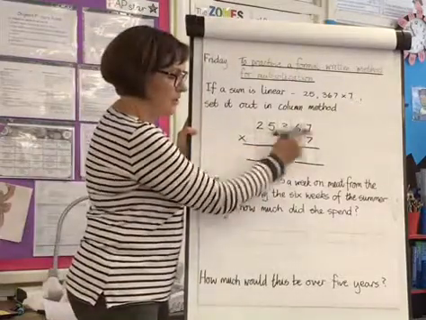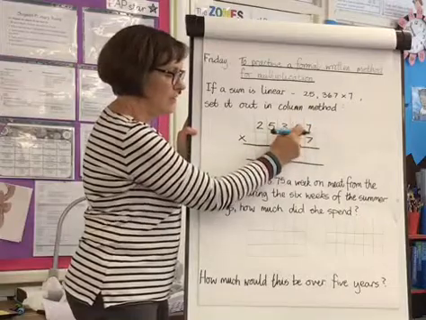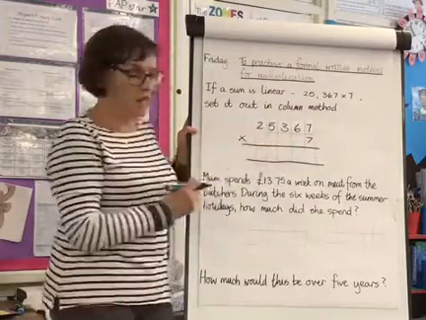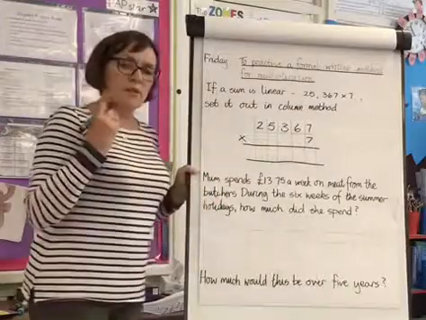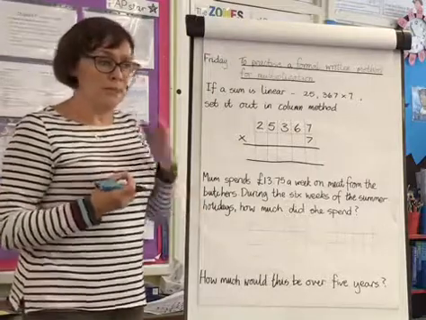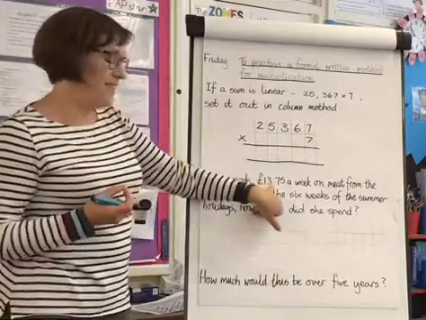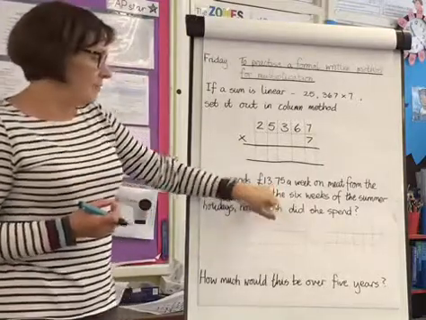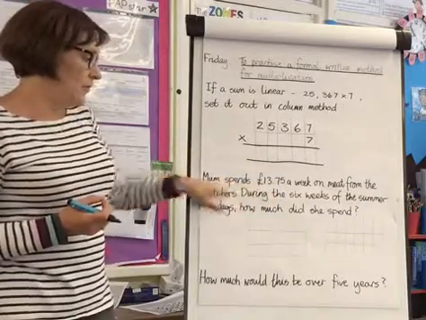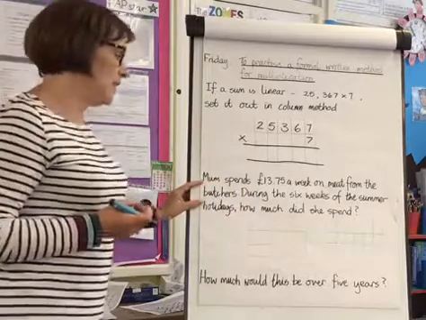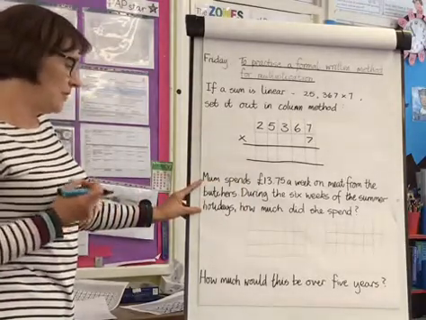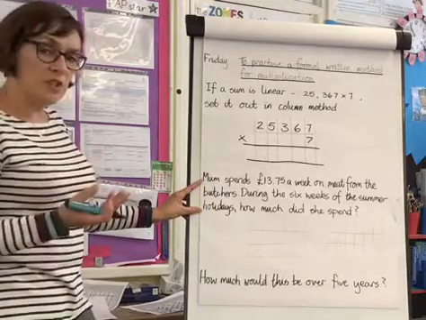You multiply each digit, working your way along from ones to tens to hundreds to thousands to tens of thousands. So you know what to do. The challenge today is that there might be some word problems. So here's an example where it uses a decimal point. Now, we haven't really discussed the decimal point today. So this challenge says, Mum spends £13.75 a week on meat from the butchers. During the 6 weeks of the summer holidays, how much did she spend?